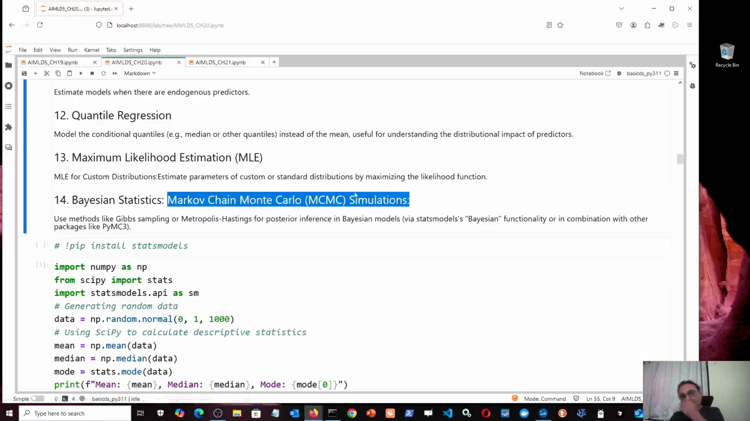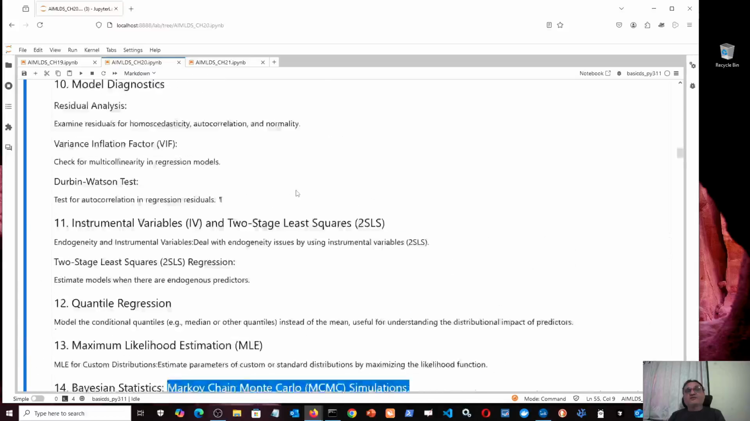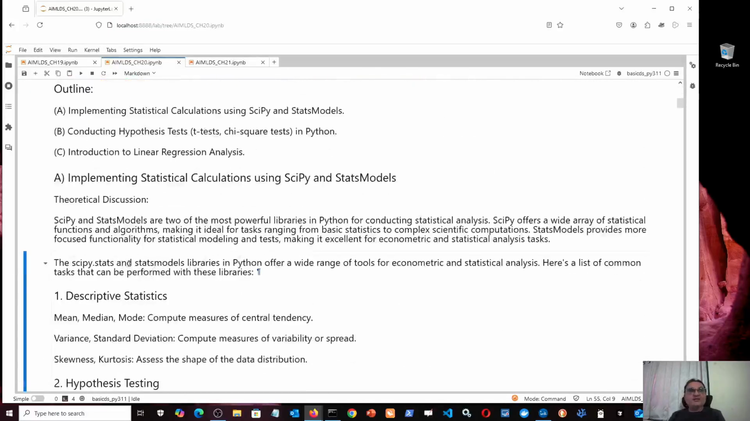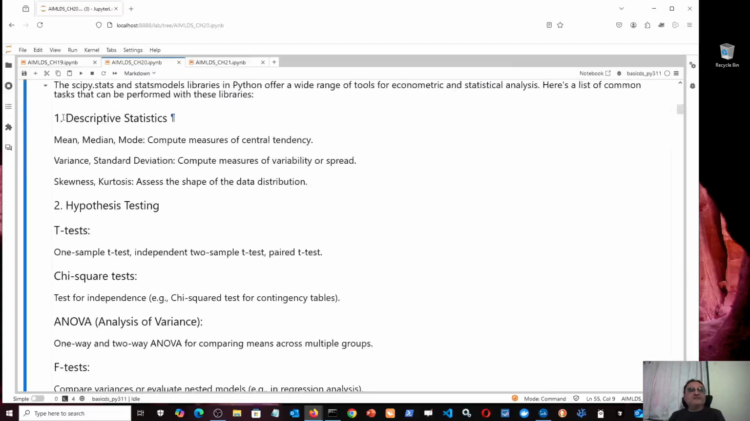Carlo simulations. This Markov chain Monte Carlo is very widely used in several sophisticated applications like stock market analysis. It is also used in cyber security for detecting fraudulent transactions. So it has many applications. But let us start with the first and most basic thing.